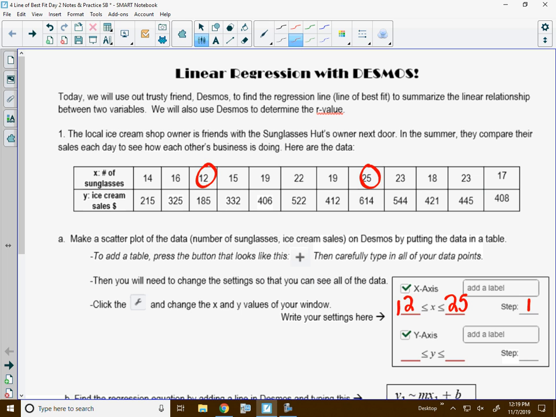All right, and then our Y values. What's our lowest Y value? 185. And our highest, 614. Okay, and again, we're going to step by 1. Okay, and that needs to go up by 1.